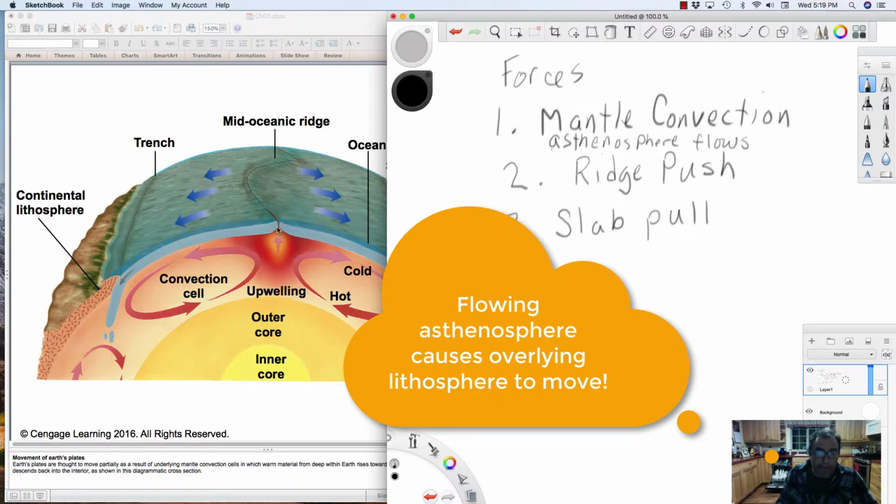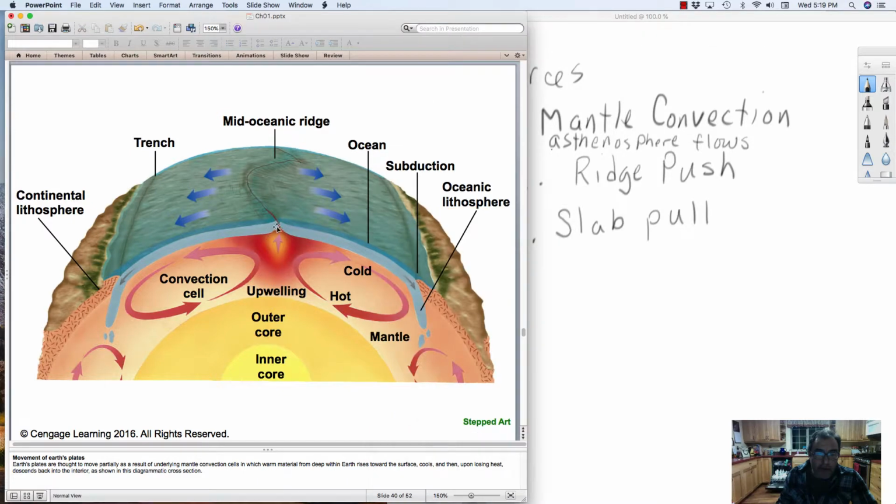Now, note that the mid-oceanic ridge here has a high topography above the seafloor. There's a gravitational push, which is pushing this whole lithospheric tectonic plate down, right? So that's that push, which helps move these tectonic plates away from that ridge axis.